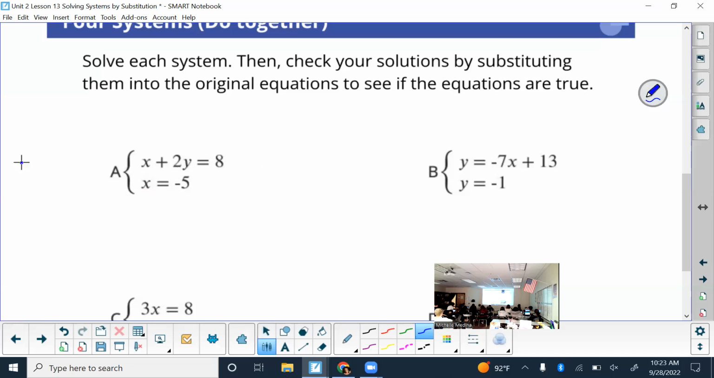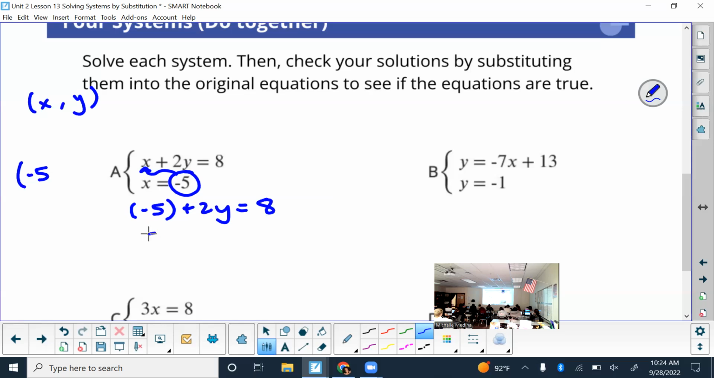So I know that my answer for this will have a -5 in the x equation. Now I just need to substitute that into the other equation and solve for y. Where would it be plugged into? Into the x, because that's what x equals. So plug it in. Use parentheses, even though sometimes it doesn't make a difference, like now. And solve for y.